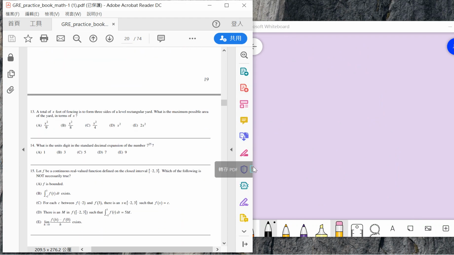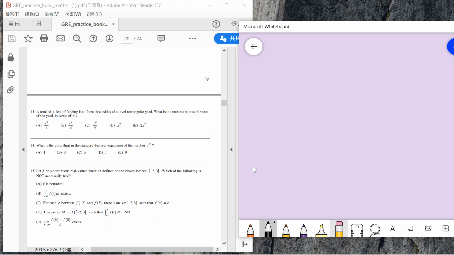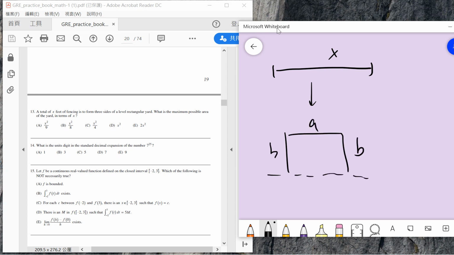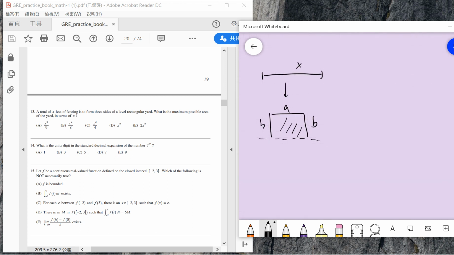A total of X feet of fencing is used for 3 sides of a level rectangular yard. So basically you have a total X, and then you separate it into a rectangular yard with 3 sides. And they ask about the maximum area of this region. So basically you have the constraint that X equals A plus 2B, and we want to maximize AB.